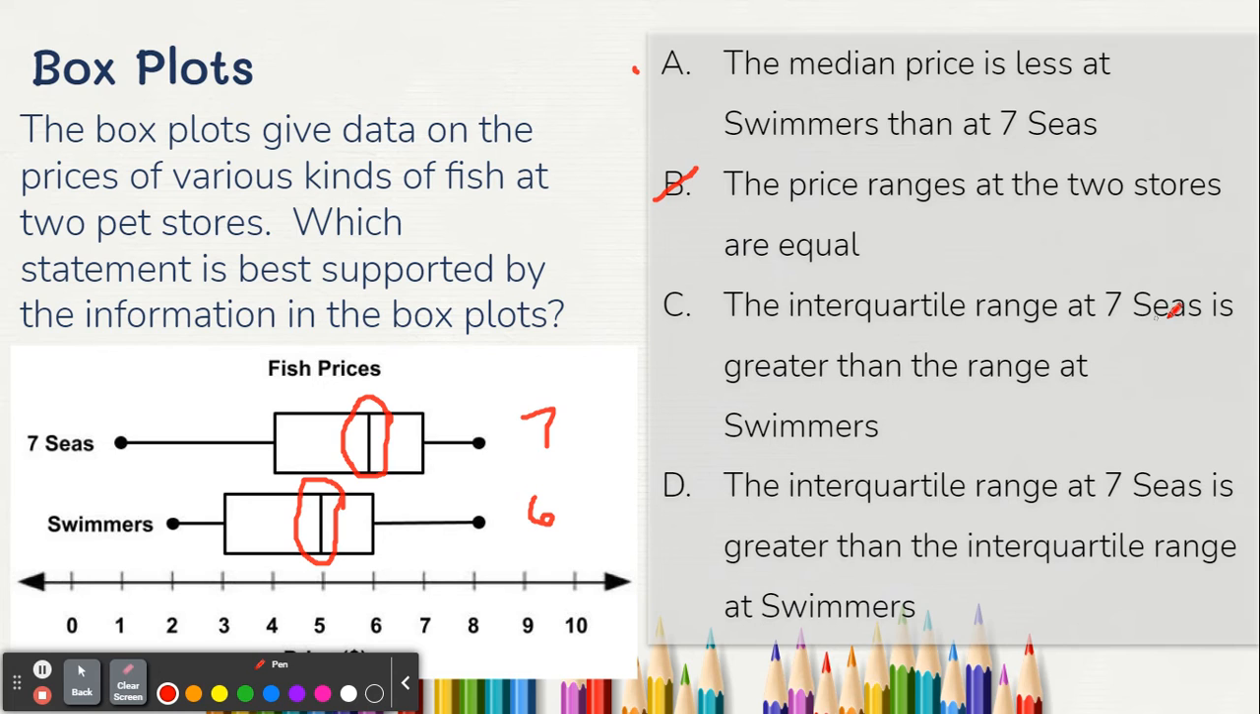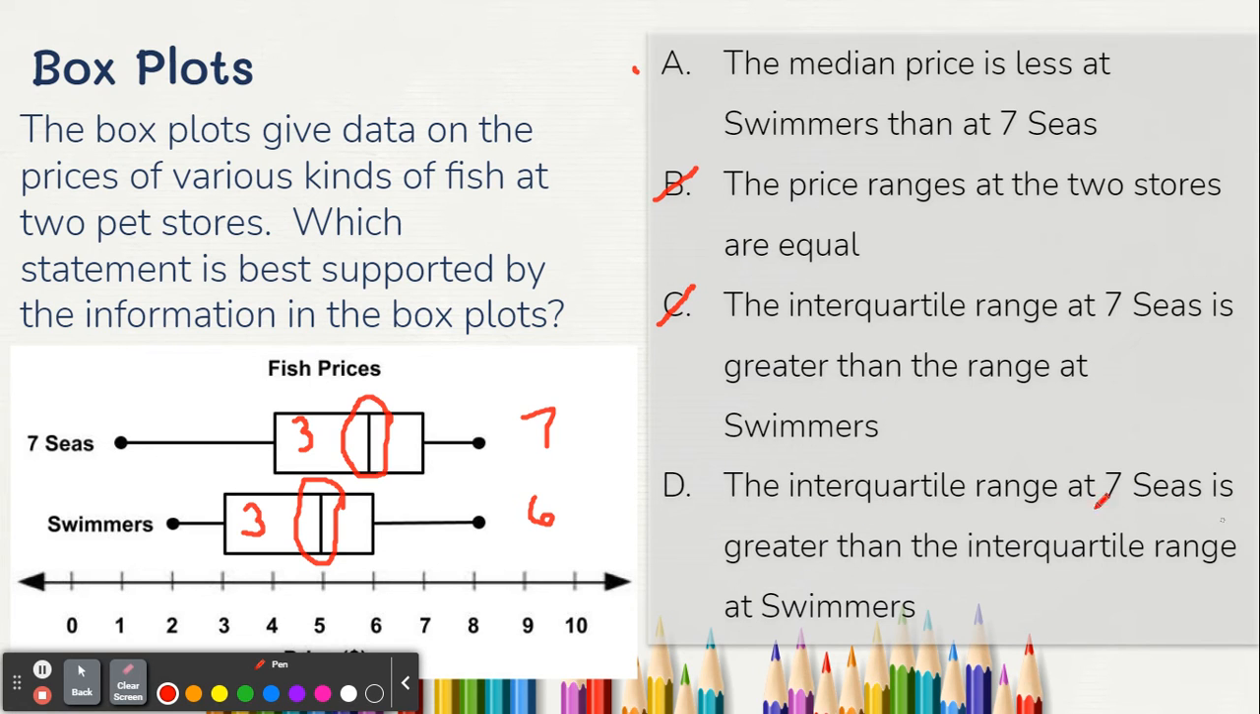The interquartile range at Seven Seas is greater than the range at Swimmers. So let's look at the interquartile range. The end of the box, that's 7. The beginning of the box, that's 4. 7 minus 4 is 3. Okay, and then the end of the box is 6. The beginning of the box is 3. 6 minus 3 is 3. So they're actually the same. The interquartile range is equal. So it wouldn't be one is greater than the other.